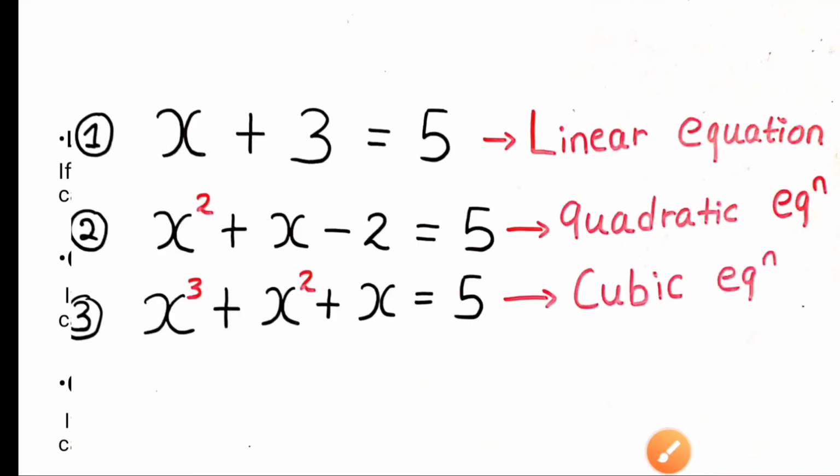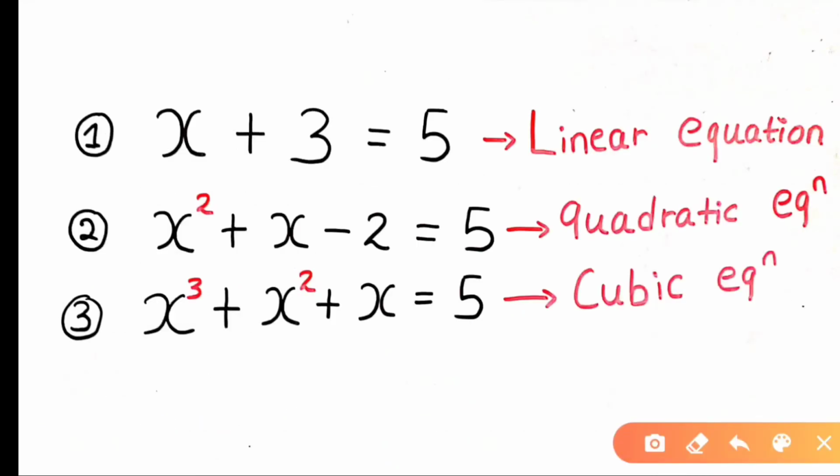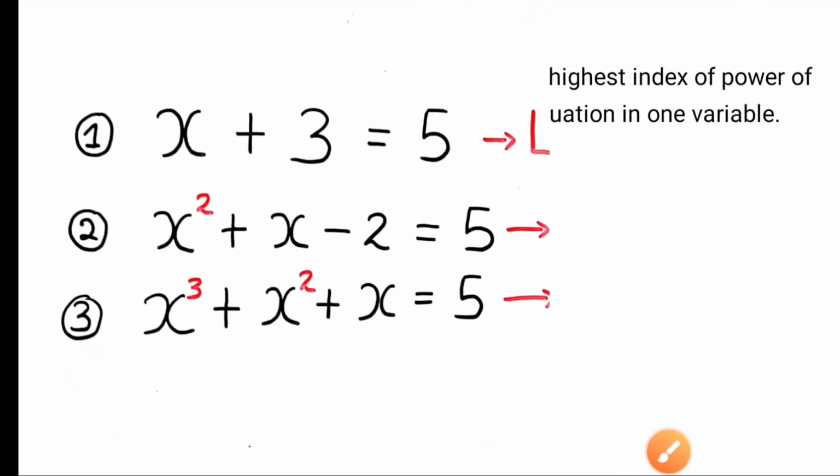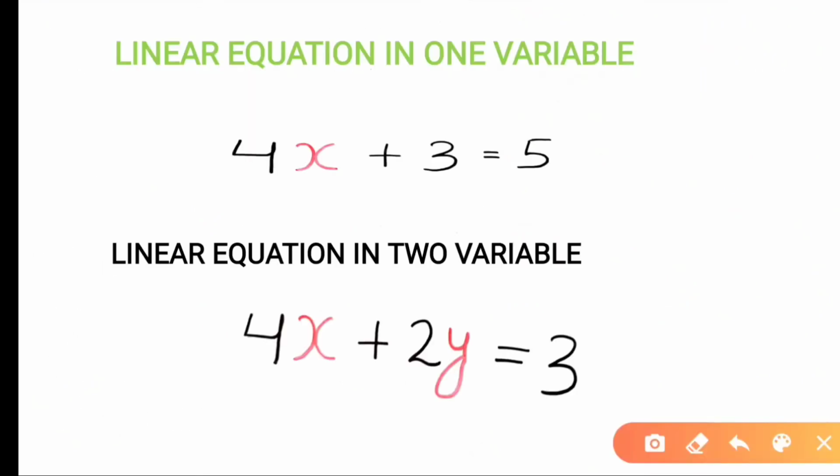Let me show you some examples. Here you can see example 1, x plus 2 equals 5. The highest power is 1, so we call it a linear equation. Here the highest power is 2, so we call it quadratic. Highest power is 3, so we call it a cubic equation. This example is a linear equation in one variable. Only one variable is there, an equal to sign is there, and the highest power of the variable is 1.